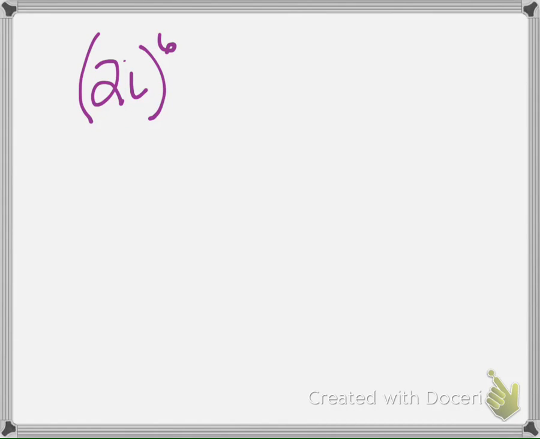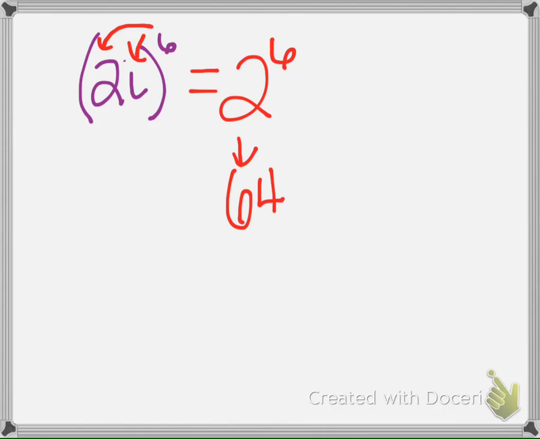First thing we need to do is distribute the exponent. So we would have 2 to the 6th, which is 64, i to the 6th. So we need to simplify i to the 6th.